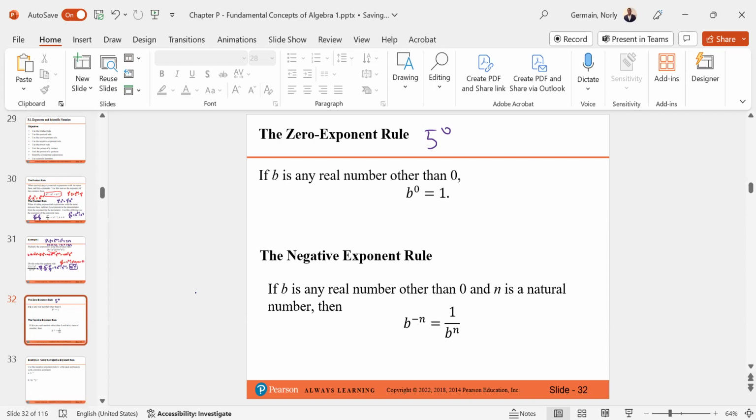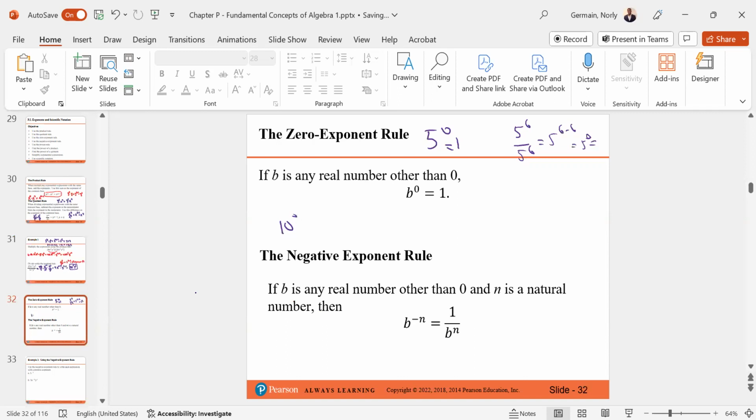So if we consider something like 5 power 6 over 5 power 6, using the quotient rule, it's 5 power 6 minus 6. 5 power 0 is what? All right. So the rule says any non-zero number to the power 0 is equal to 1. So if b is any real number other than 0, then b power 0 is 1.